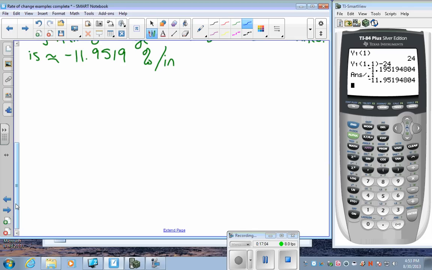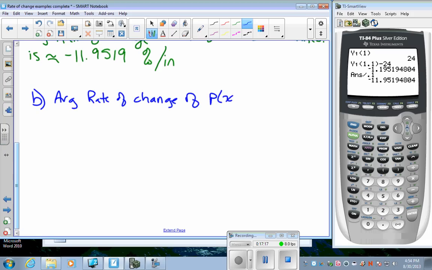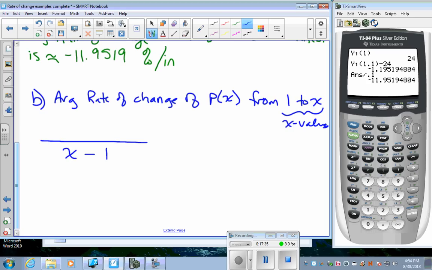So for part B, we want the average rate of change from 1 to x. Well, these right here are my x values. So I'm starting at 1 and going to x, which means when we do a slope in our denominator, we're going to have x minus 1. So now I need the y value that corresponds to x.